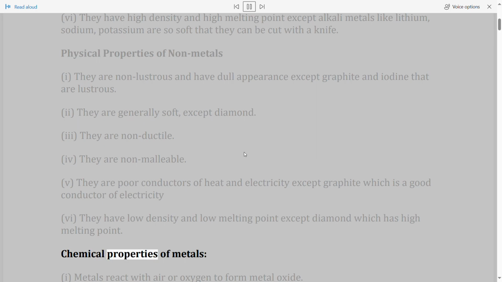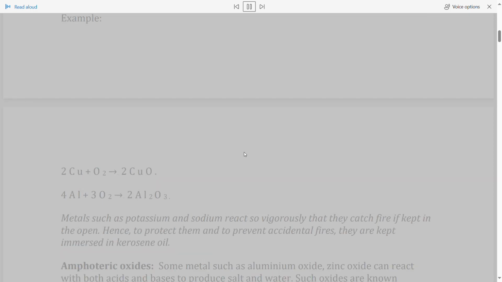Chemical properties of metals. 1. Metals react with air or oxygen to form metal oxide. Example: 2Cu plus O2 gives 2CuO. 4Al plus 3O2 gives 2Al2O3. Metals such as potassium and sodium react so vigorously that they catch fire if kept in the open. Hence, to protect them and to prevent accidental fires, they are kept immersed in kerosene oil.